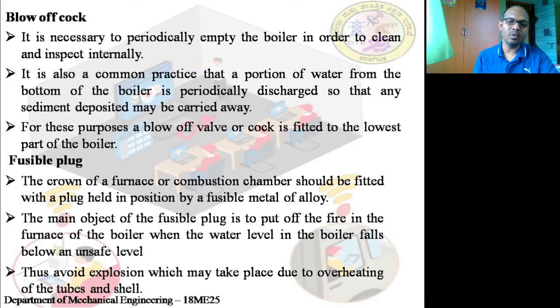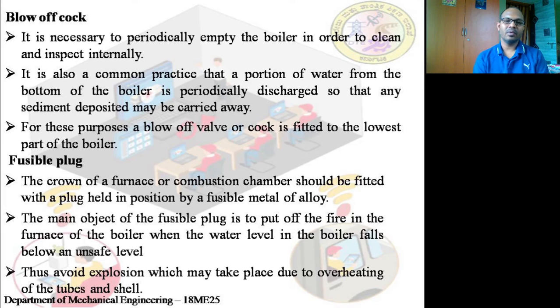A manhole means a hole made in a drum through which people can go inside with a ladder. They will go inside and clean it manually everywhere, and whatever they clean will also be taken out with the blow-off valve. That is the use of this blow-off valve.